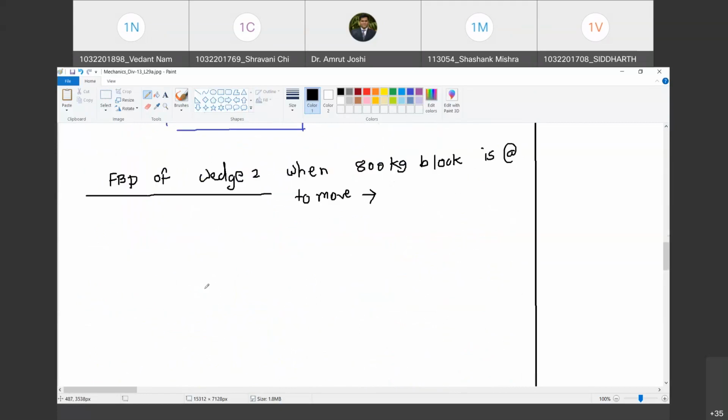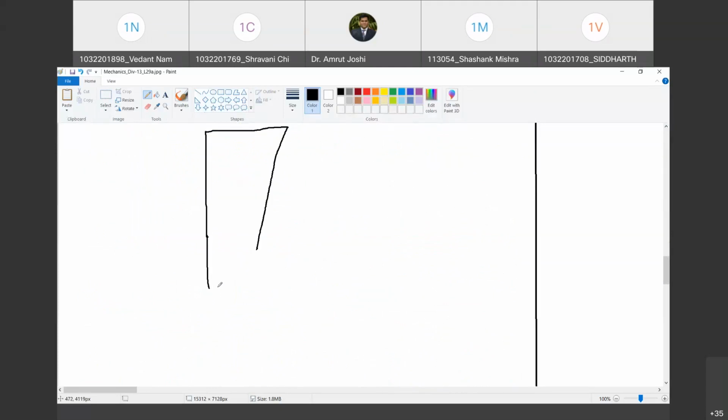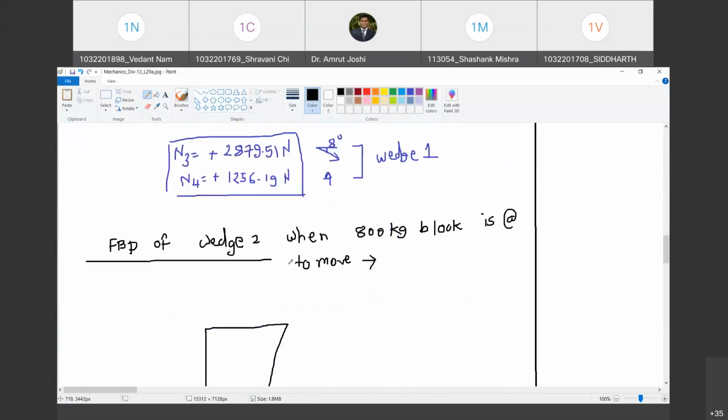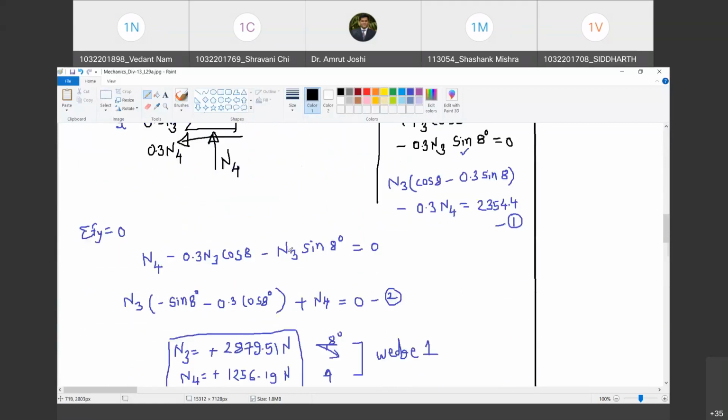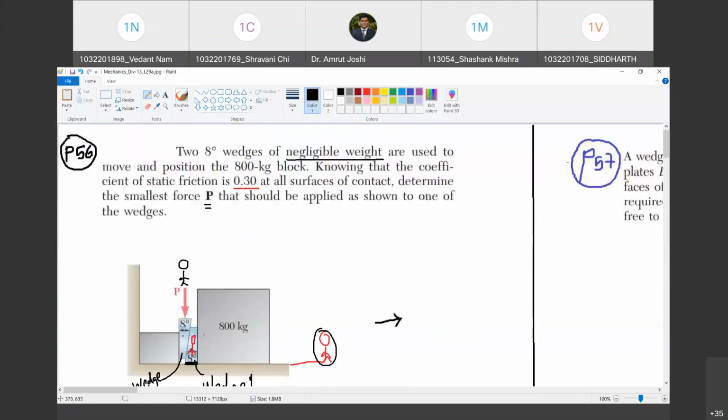So let us draw the free body diagram. This is an 8-degree wedge. So how does it look like? Something like this. Agreed? Yes, sir. And on this, what is this angle? This angle is 8 degrees. Now, what is external to this wedge? Is Earth external? Yes. But as it has negligible weight, I am not going to show it. Now, I will call this block A. Is block A external? Yes, sir.